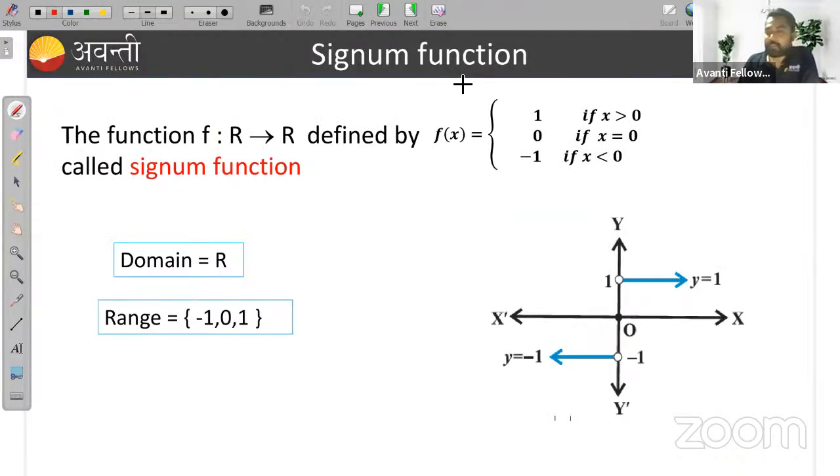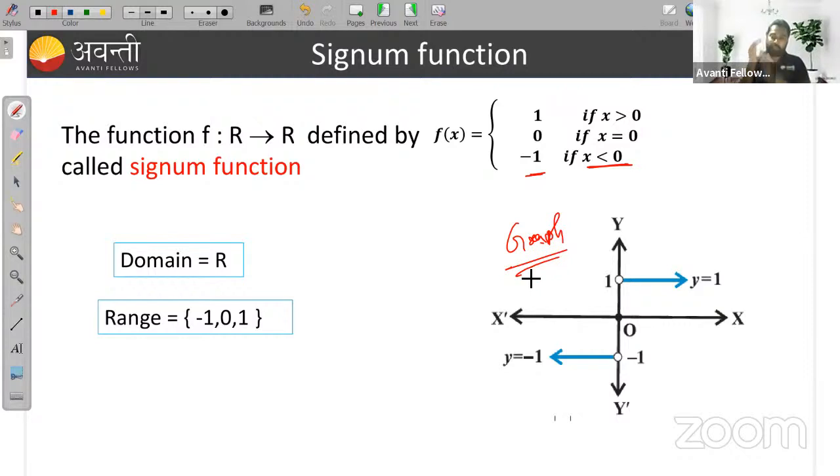Like the modulus function, we can also define the Signum function. The Signum function is defined as: when x is greater than 0, it gives you 1. When x is equal to 0, it gives you 0, and when x is less than 0, it gives you negative 1. And the graph of the Signum function is this. This is your graph, right? You can draw it, or you can check these things in your NCERT book also.